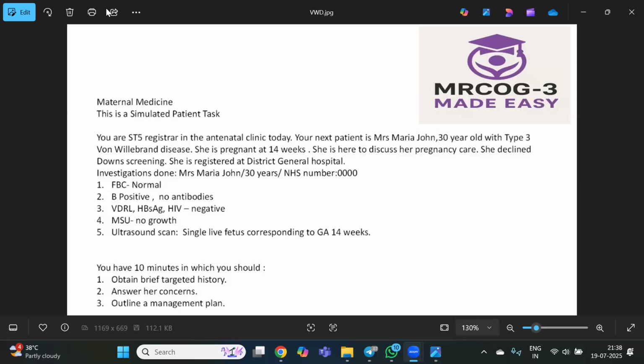But coming to type 2 and type 3, we need to refer her to the obstetric hospital, where all facilities are available to check factor 8 and factor 1 von Willebrand factor. So these things you have to remember. Today's case is von Willebrand's disease type 3.